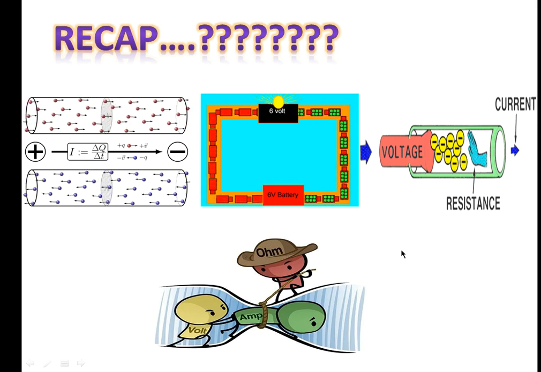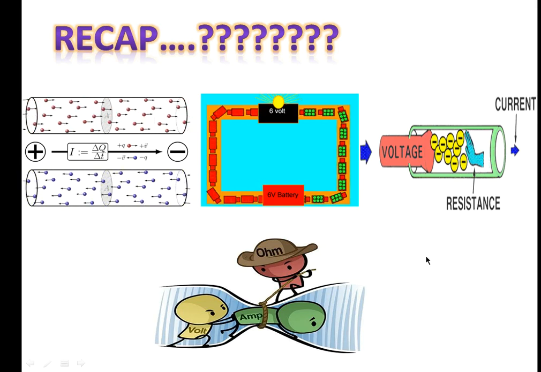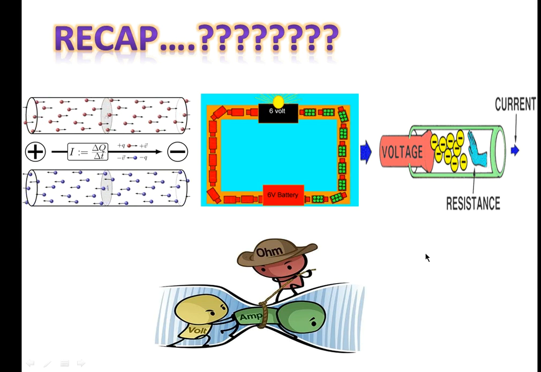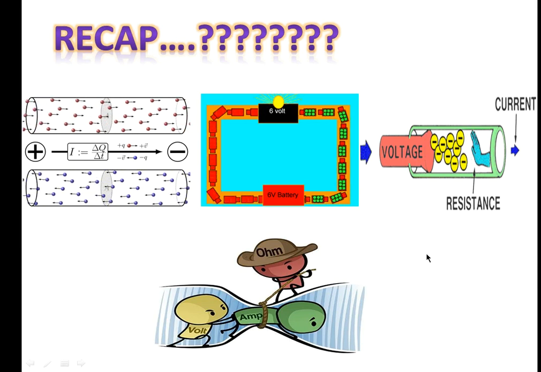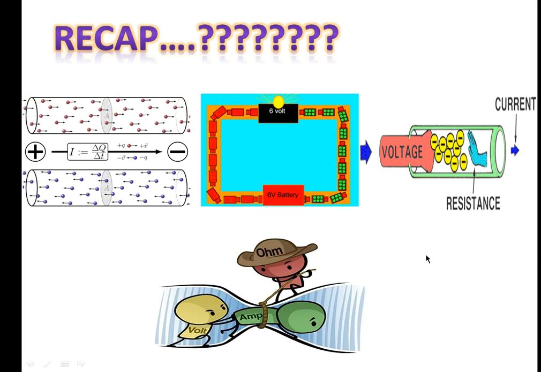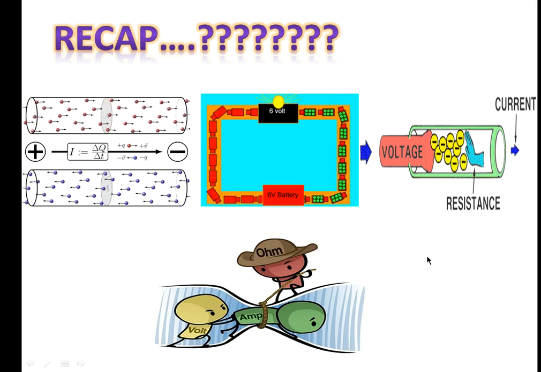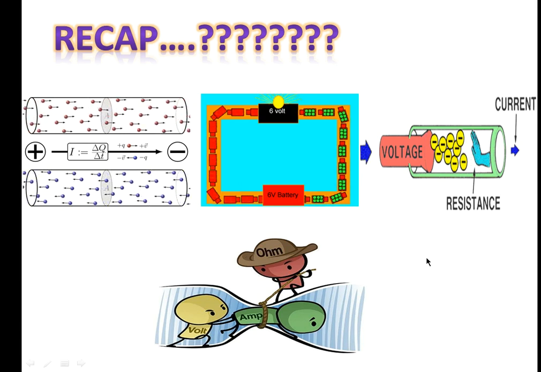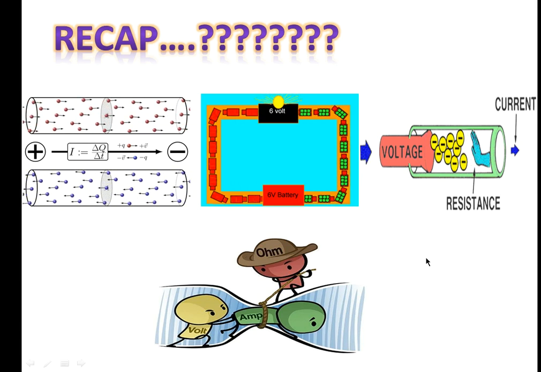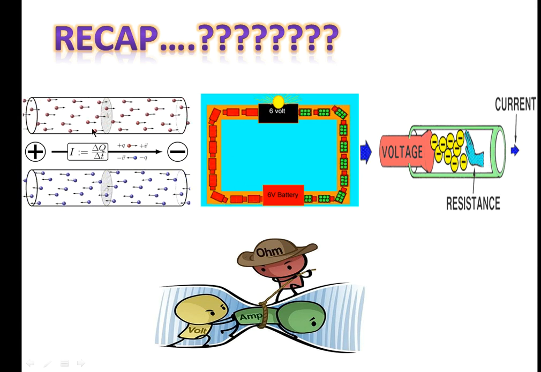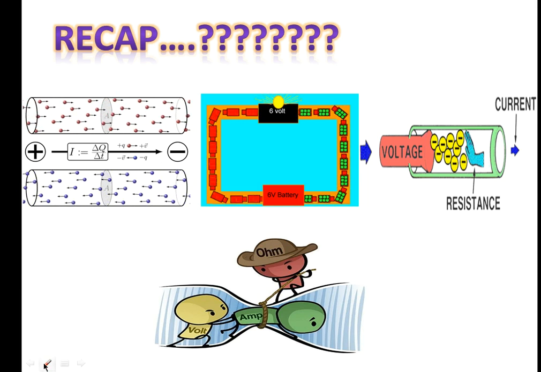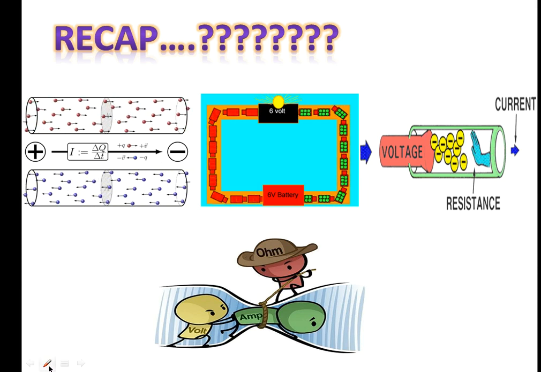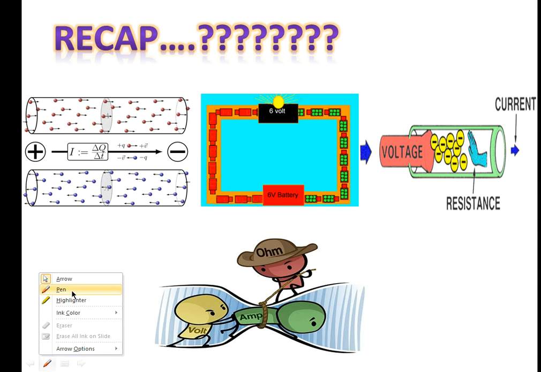Now let us recap what we have done in the previous session. We started with current electricity, where we learned three important terms without which we will not be able to understand the whole chapter. They are current, as you're seeing over here, voltage, and the third term, resistance.